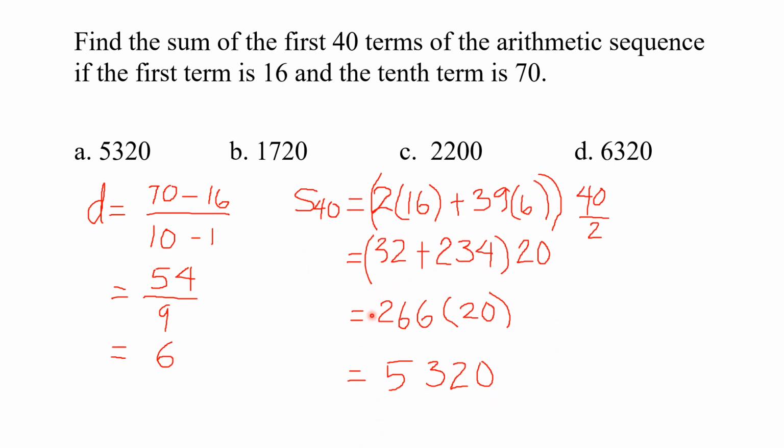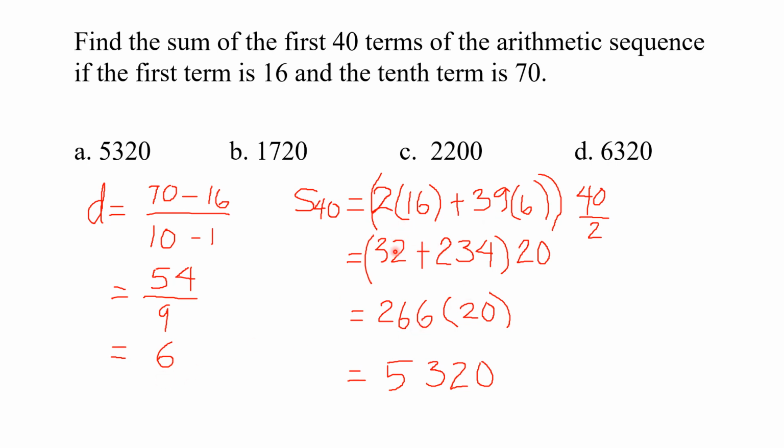Next, we're going to find the sum of the first 40 terms in an arithmetic sequence. We're going to use the formula n over 2, where our n is 40, so 40 divided by 2, multiplied by twice the first term. Our first term is 16, which is implied in the problem. Plus n minus 1 multiplied by the common difference. Our n is 40, less 1, so we have 39, and the value of d is 6.